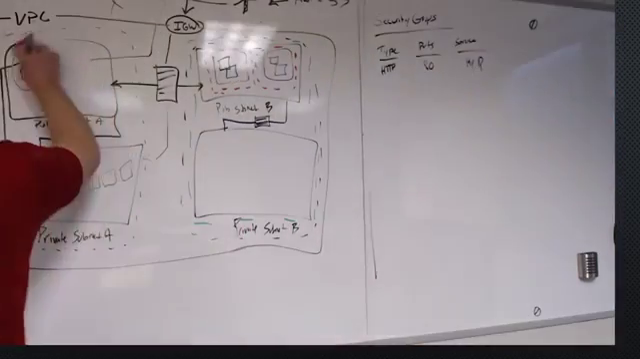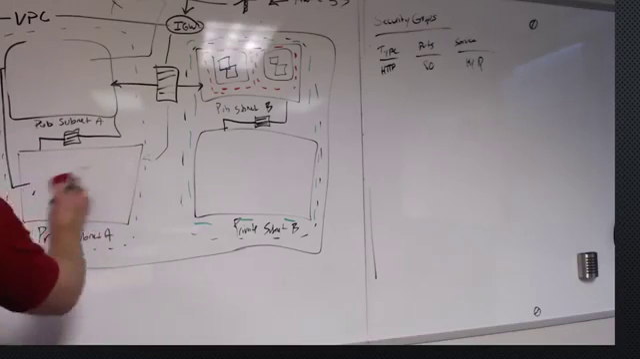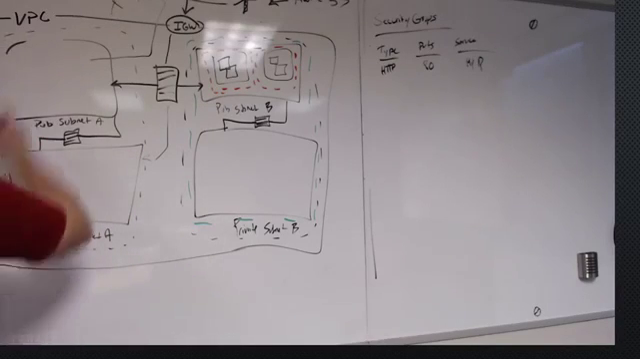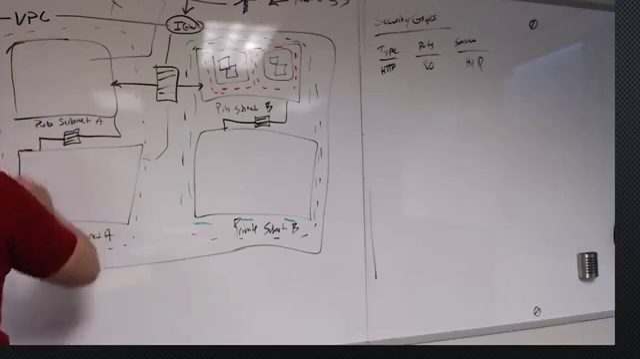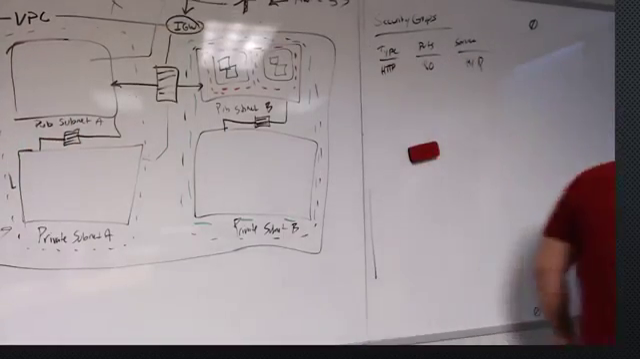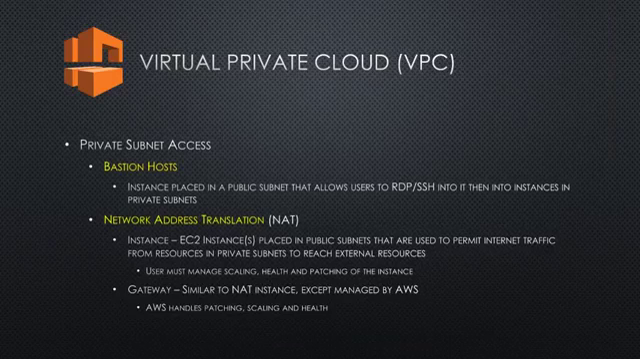Now NAT. Let's talk NAT instances first. Okay, let's take a look at what a NAT is. A NAT instance is an EC2 instance placed in a public subnet that is used to permit internet traffic from resources in private subnets to reach external resources. A user must manage scaling, health, and patching of this instance.